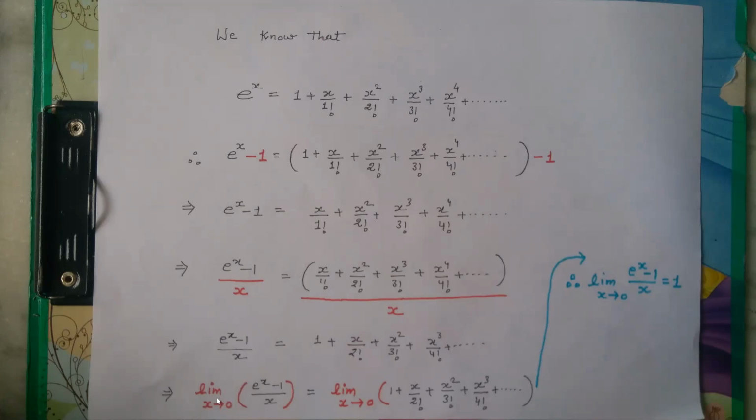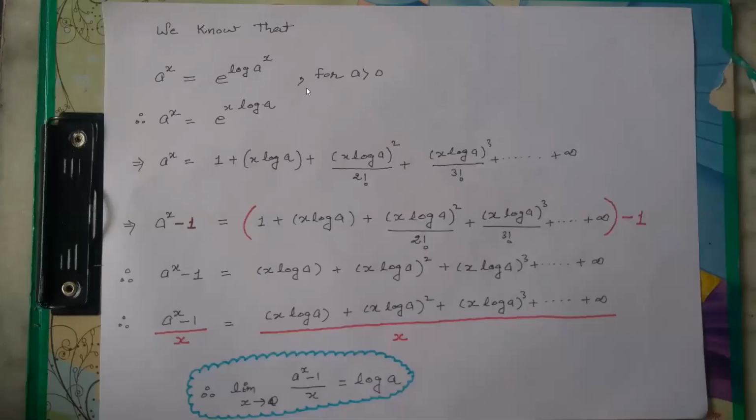In the next step, insert the limit x approaches to 0 on both sides. So on the right hand side, the first term is 1, and except this first term, every term contains x. So as soon as we put x equal to 0, that is x approaches to 0, all the terms become 0. So the result is limit x approaches to 0, e power x minus 1 upon x is equal to 1.